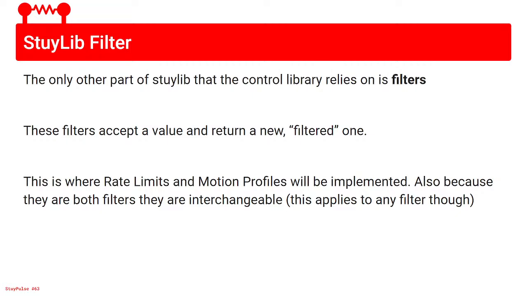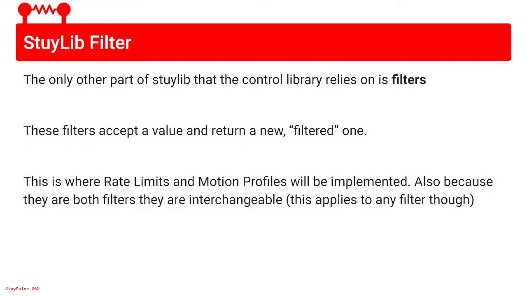Let's give a quick explanation. Hopefully the naming makes sense. It's just a filter. A filter accepts a value and returns a new filtered value. Rate limits and motion profiles are implemented as filters. They take in the set point that you want to go to, and when you create a motion profile or a rate limit, you're giving it that maximum constraint. The new filtered value it returns is one that abides by the maximum constraints.